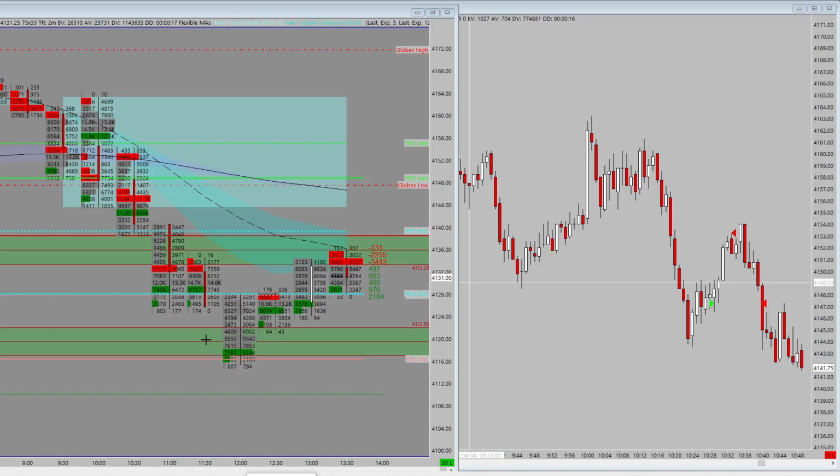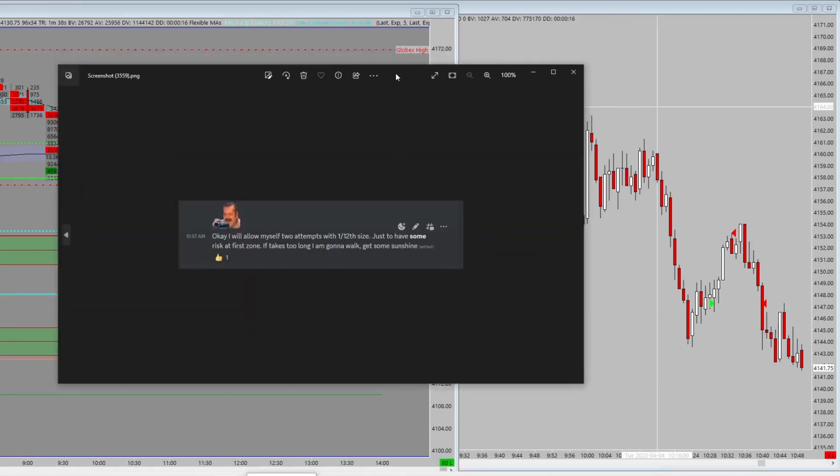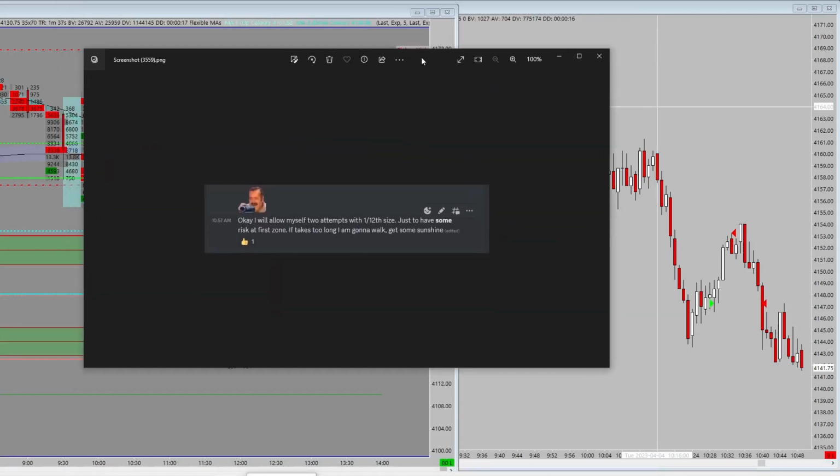I wrote in the room. Actually, let me pull up Discord or the screenshot. Let me pause. So what I said in the room, you know, I should be walking right now. I know it, but I want to give this other buy zone a try. So I will allow myself 2 attempts with 1/12 of the size that I took on the first trade, which is my normal full size, just to have some risk at the zone.